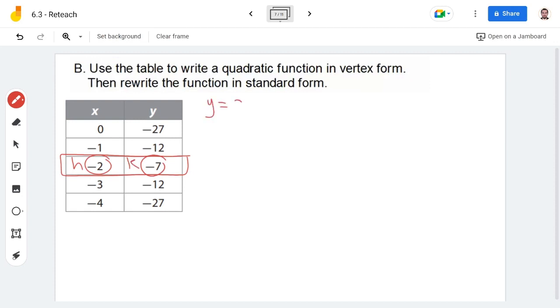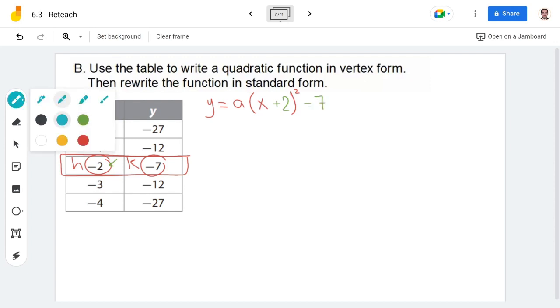So the formula is a(x minus h) squared plus k. h is negative 2, so I have to write it as positive 2, to the power of 2, and k is negative 7. Now pick any point. Maybe I will pick this one here, negative 1 and negative 12, maybe it's an easier one. So negative 12 is y, negative 1 is x.